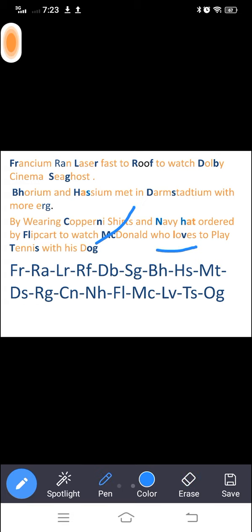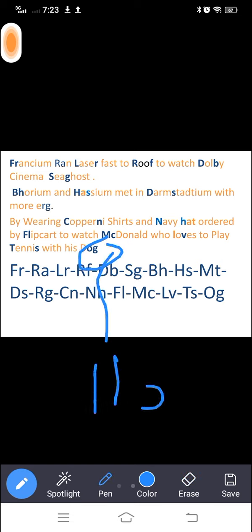Then finally he likes to play the tennis, TS, tennessine. The last element dog, OG, the last letters you want to take, OG, oganesson. So that is very important because that is the last element, the 118th element. If you want to remember the name of the 118th element, you can remember the dog, oganesson.